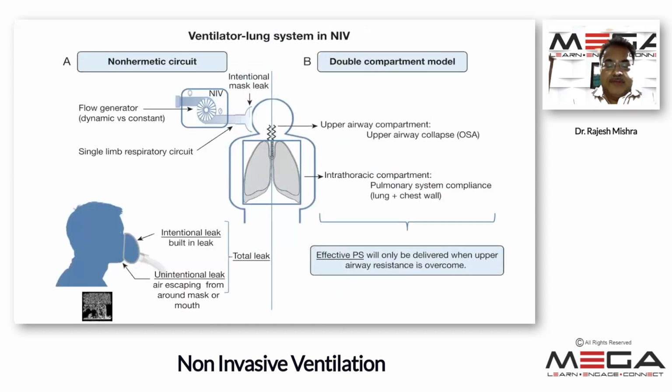Now about non-invasive ventilation. When we talk about non-invasive positive pressure ventilation, traditionally we have a portable single limb non-invasive positive pressure ventilator, and then we have a double compartment, double limb ventilator. What we have to always remember is that when we are using a single limb non-invasive positive pressure ventilator, it has an intentional leak built in, and there is an additional leak from the side. While in the double compartment model, the mask is tightly fit, and it has to open the airway, and then inspiration and expiration are controlled in the circuit.